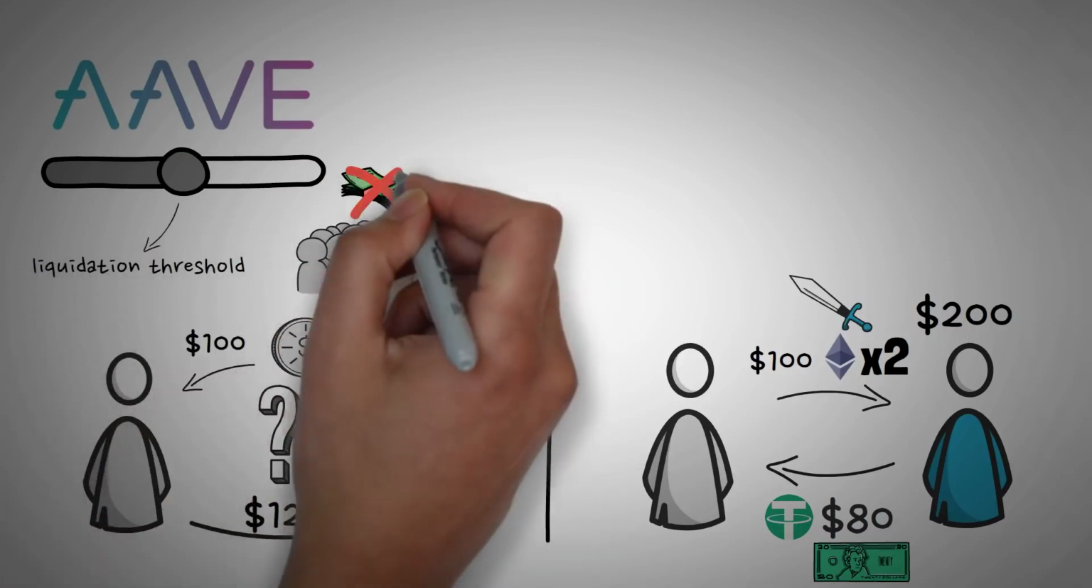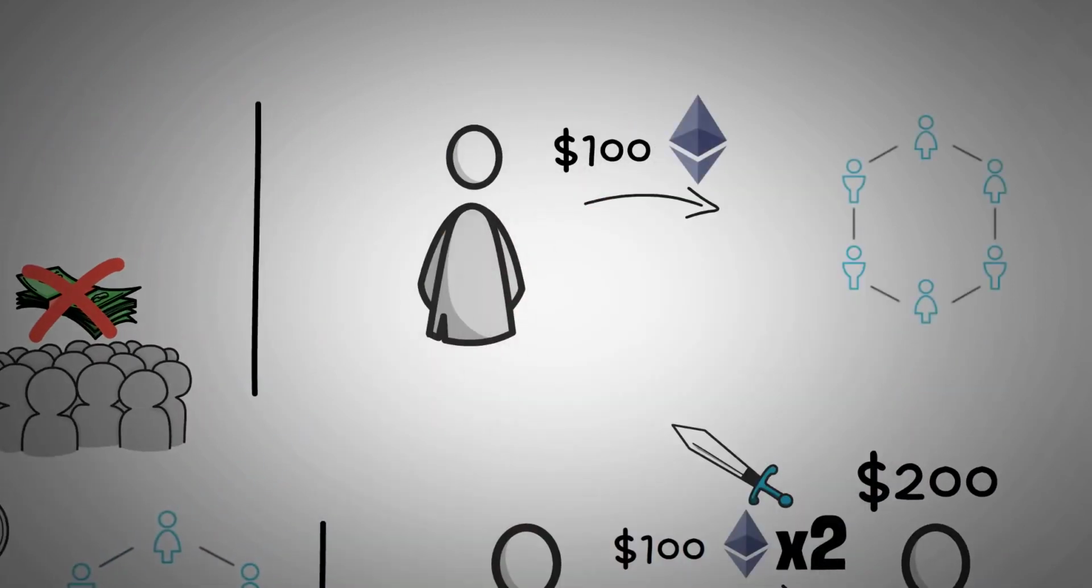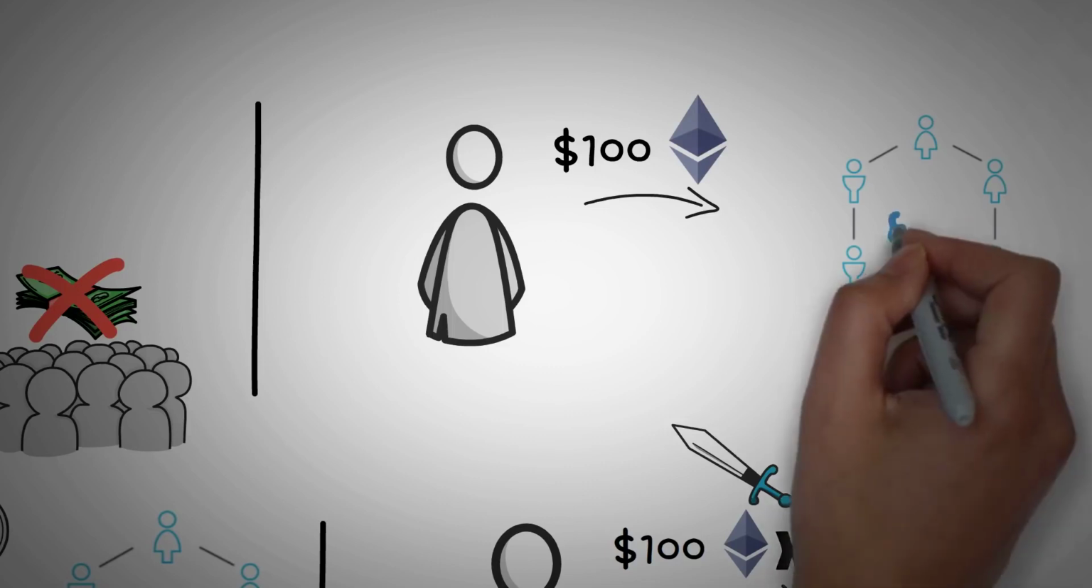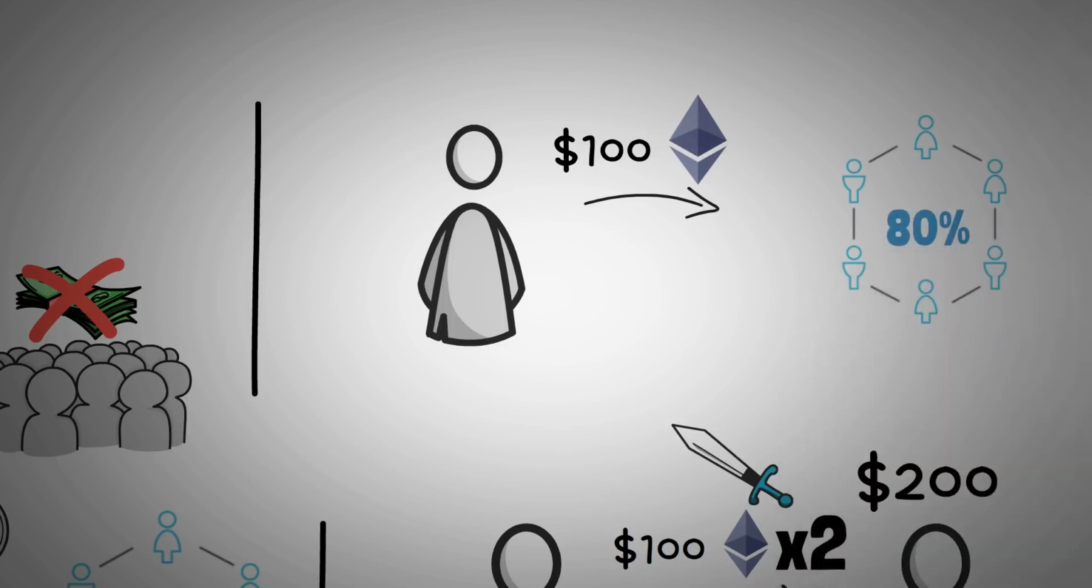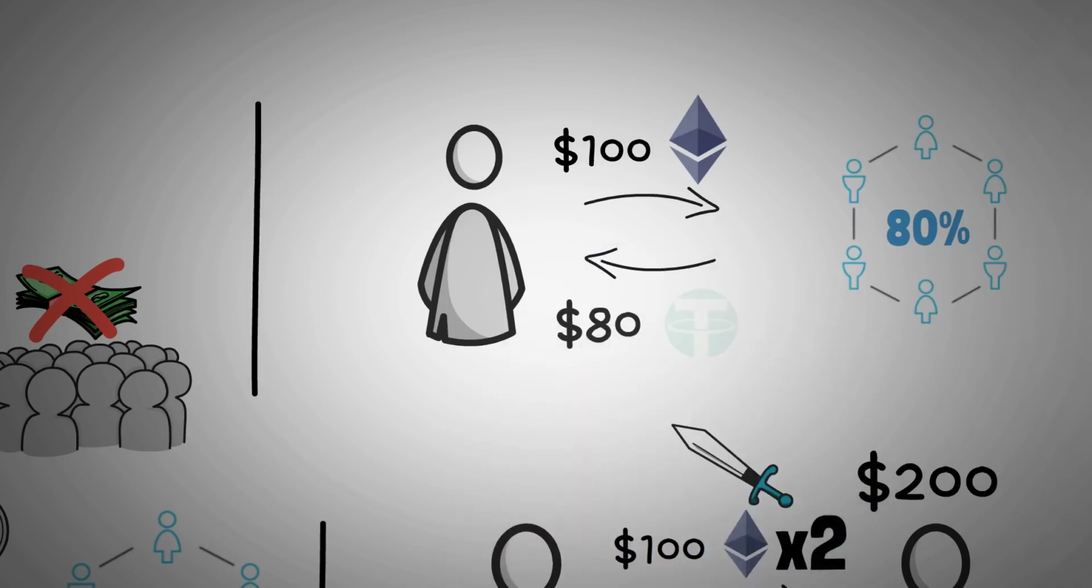This way, investors never lose money. Let me use an example. So you put up $100 of Ethereum, and what is called the maximum loan to value of Ethereum is 80%, which means you can borrow 80% of that $100. So you decided to borrow $80 of Tether.